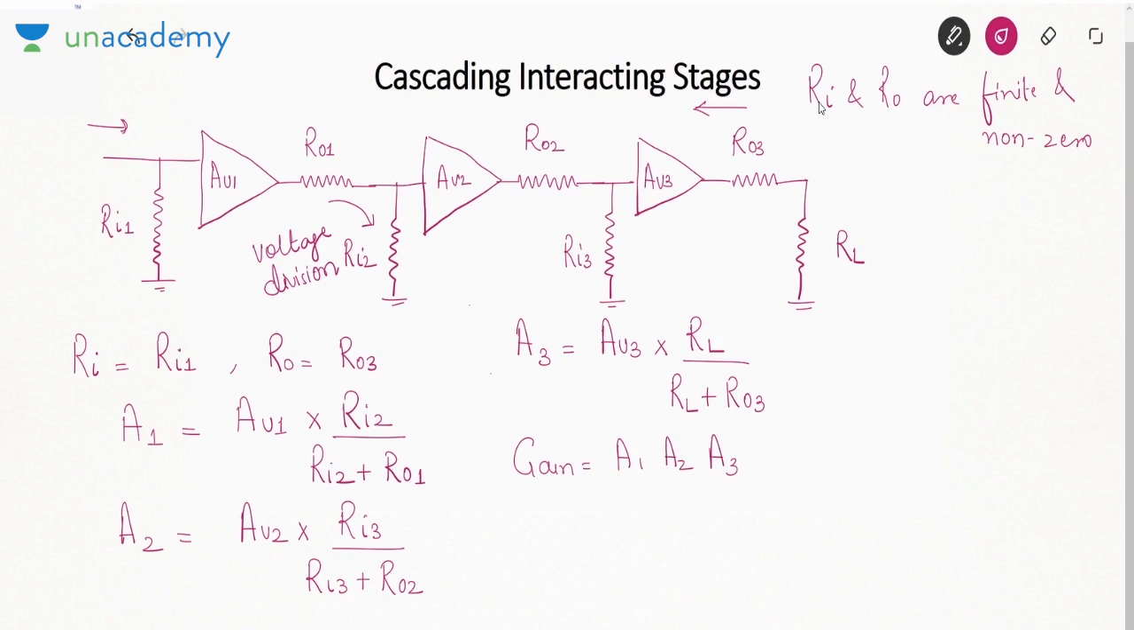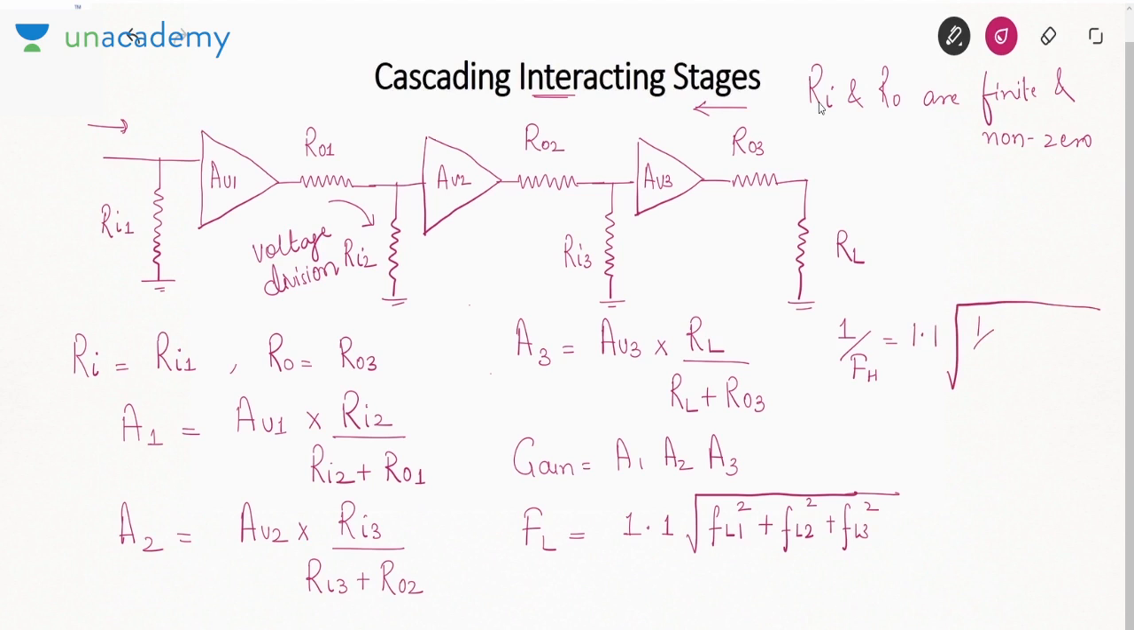So in interacting stages, where the current will flow between the stages, you have to make sure that you take into account the factor of voltage division when calculating the gain of each stage. In such cases, what is the lower cutoff frequency? In interacting stages, FL is 1.1 times under root FL1 square plus FL2 square plus FL3 square, and so on if there are other stages. Similarly, what about FH? For FH we say 1 by FH is equal to 1.1 times under root 1 by FH1 square plus 1 by FH2 square plus 1 by FH3 square.